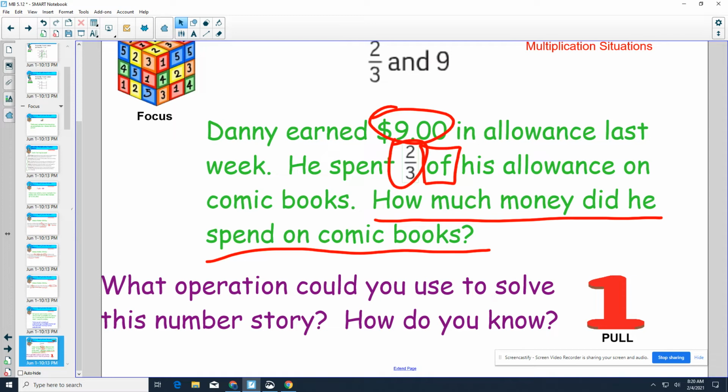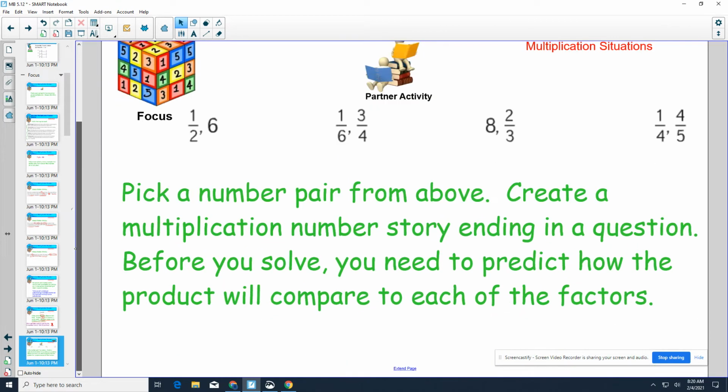So what operation would you use to solve the number story? How do we know? I just kind of explained there that we know it's 2/3 of 9. So to find 2/3 of 9, we would multiply 2/3 by 9 because we've done that in previous lessons.